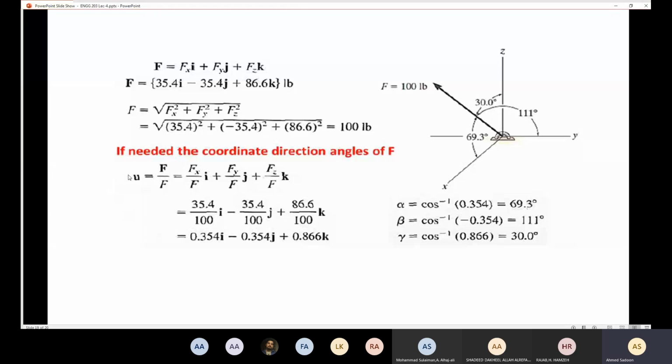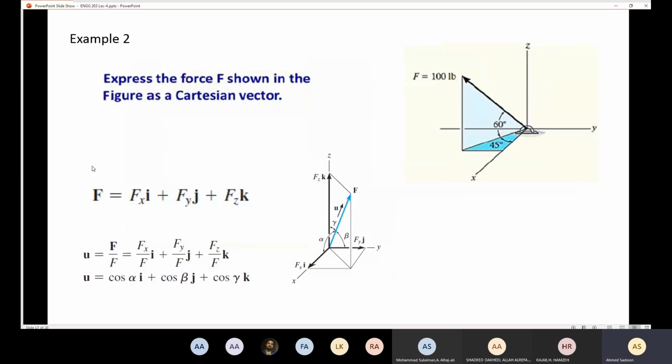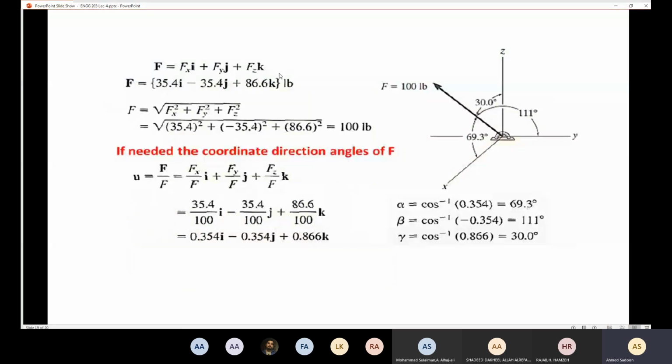Also, I will be able to calculate the unit vector if it's needed. Actually, in this problem, he does not want us to calculate the unit vector. So if you put it like that, that means you finished the problem. But this was a very simple problem. Usually, you need to calculate the unit vector.